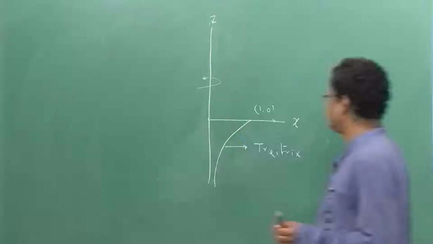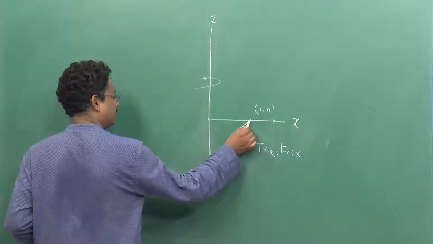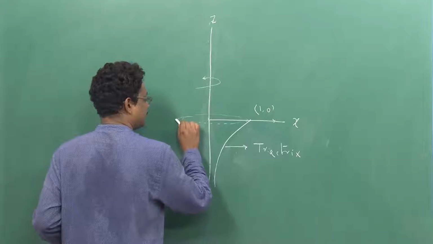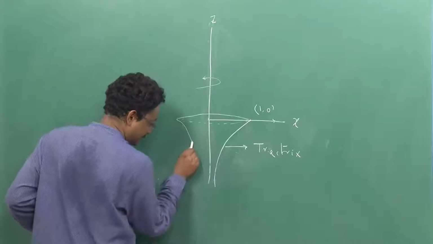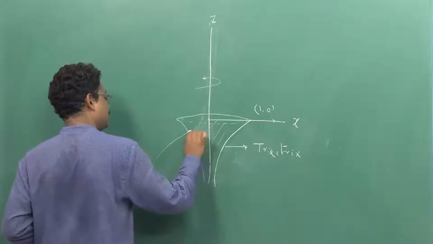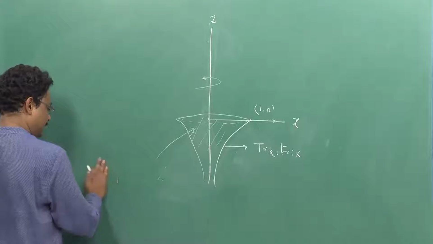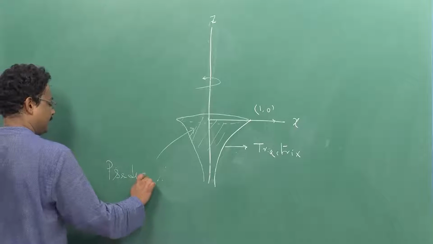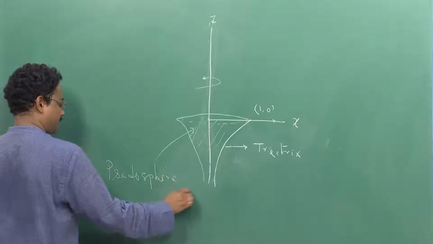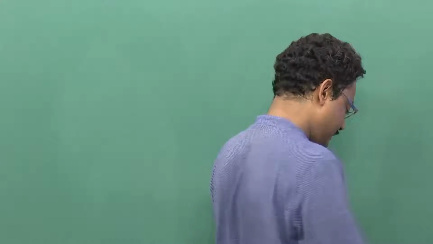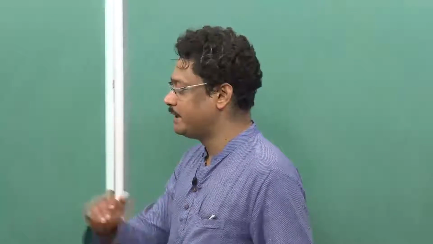While we rotate this curve around the z axis, we get a figure like this, and this surface is known as the pseudosphere. Let us see why it is called pseudosphere, maybe I will explain.